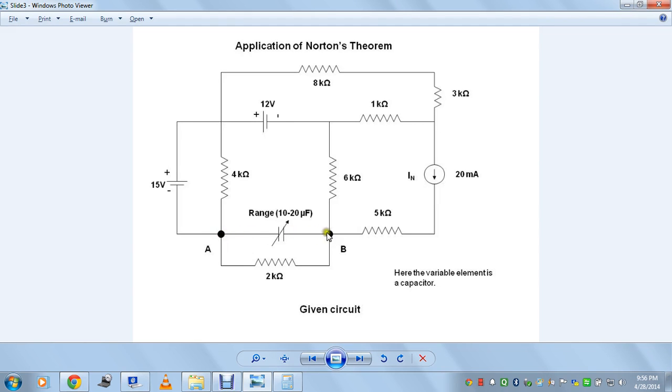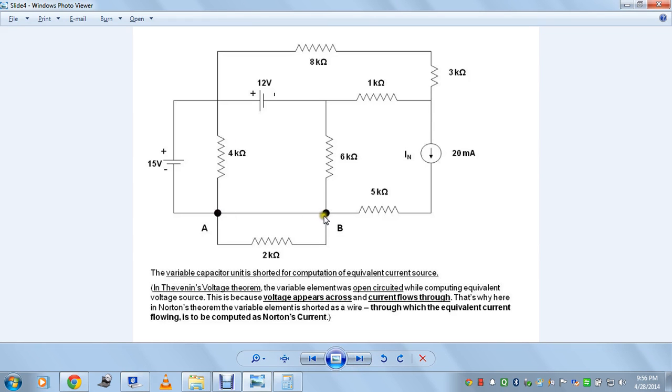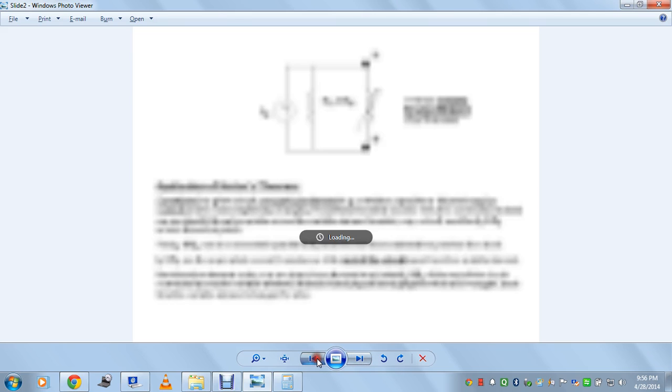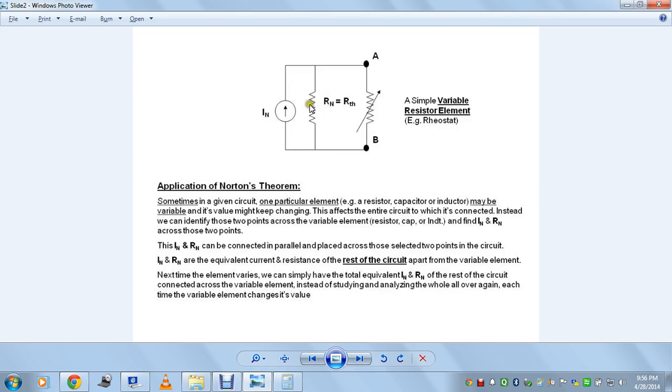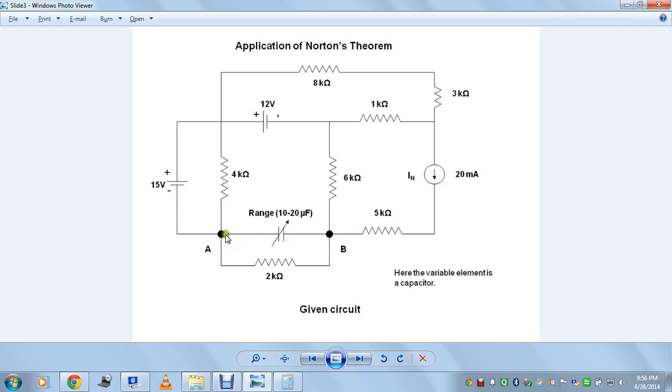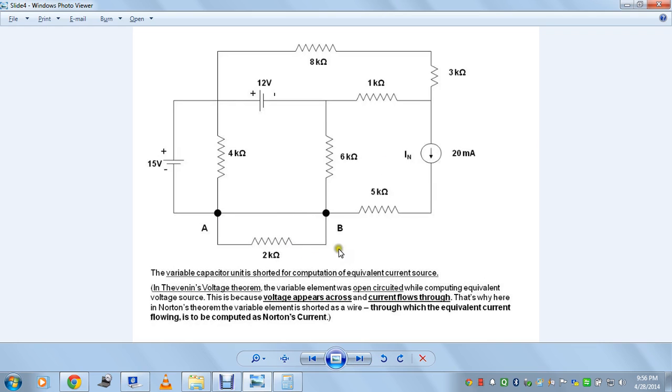So when we are computing theoretically, what we will do is just short this one and conduct a mesh analysis. So what we are doing here is having that element shorted here. Now the current flowing through this shorted element, which was initially a variable capacitor, the current flowing through that wire would be nothing but the Norton's equivalent current as shown here, and this is nothing but the resistance of the entire circuit apart from the variable element. So that's what I said in the theorem. So now we'll just see how to compute that Norton current flowing through this element by shorting this one theoretically. It is nothing but a simple mesh analysis.